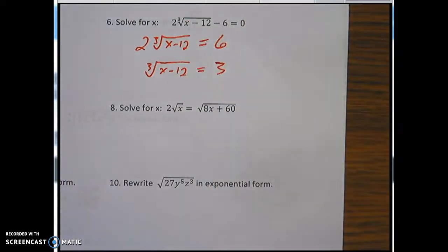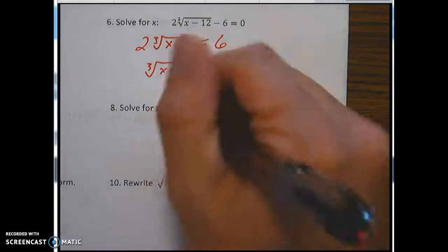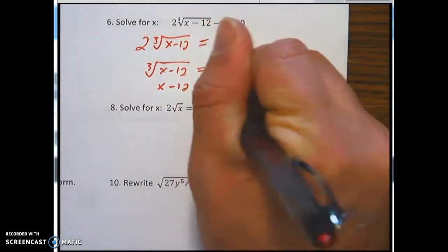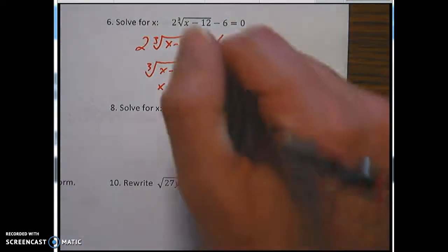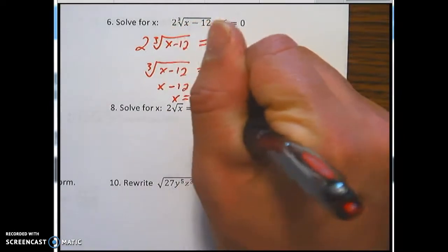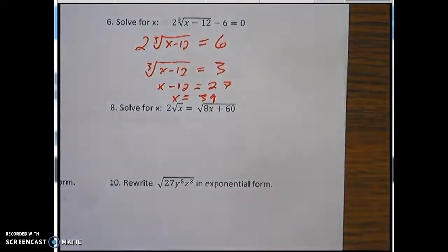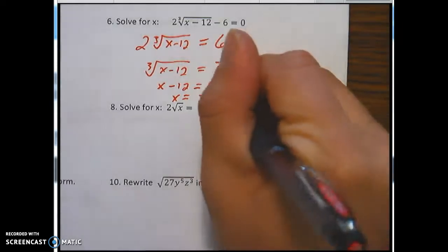Now I'm going to cube both sides. Of course, 3 cubed is 3 times 3 times 3, which is 27. It's going to give me x minus 12 equals 27. And then I'm going to add 12 to both sides to get x equals 39. And you should always double check your answer and make sure you don't end up with an extraneous solution by plugging it in. So 39 minus 12 is 27. The cube root of 27 is 3, times 2 is 6, which equals 6. So yeah, that's right. x equals 39 is the correct solution here.